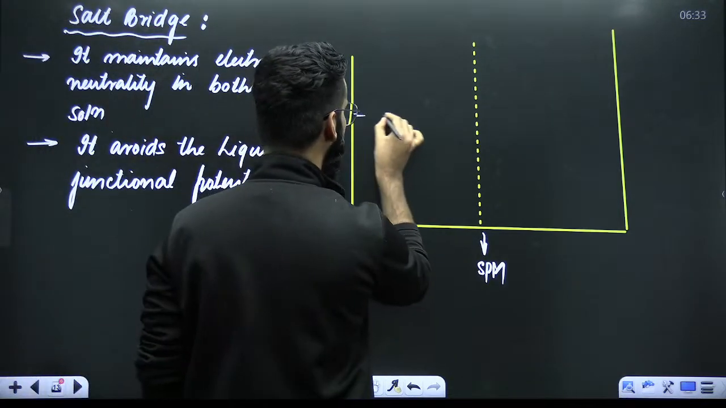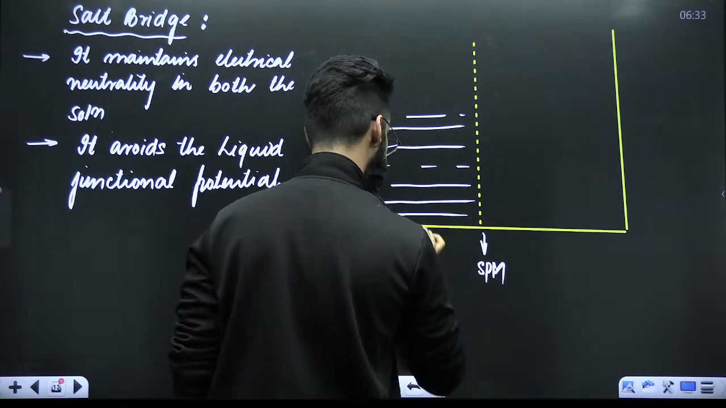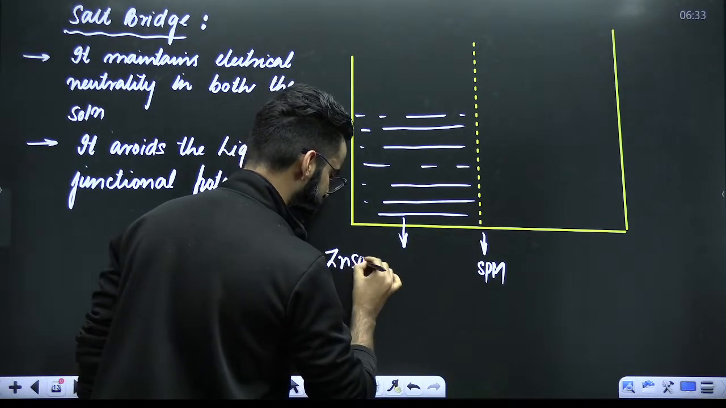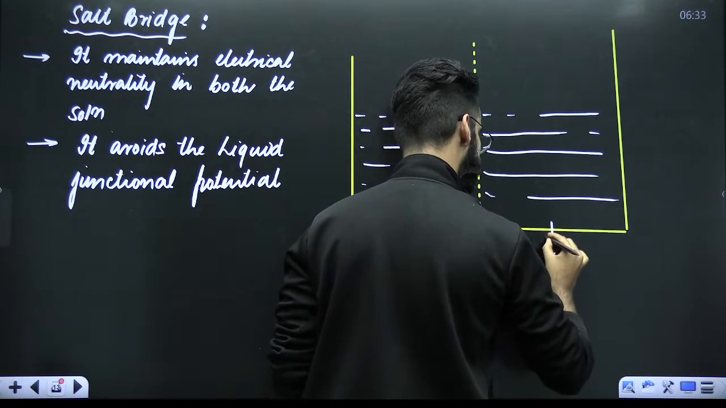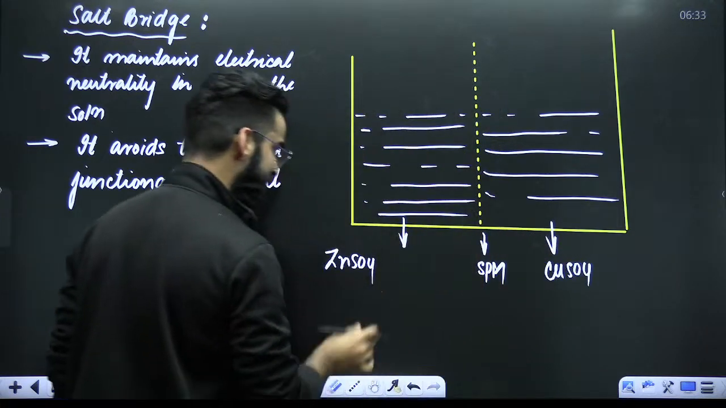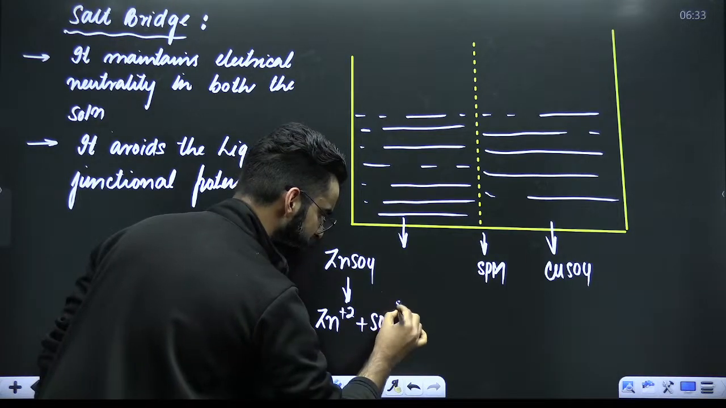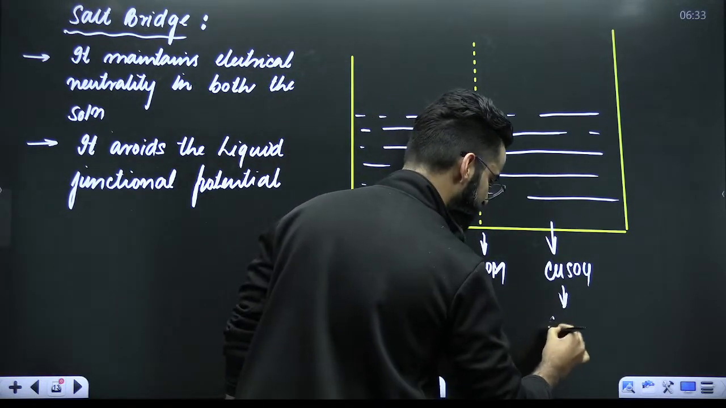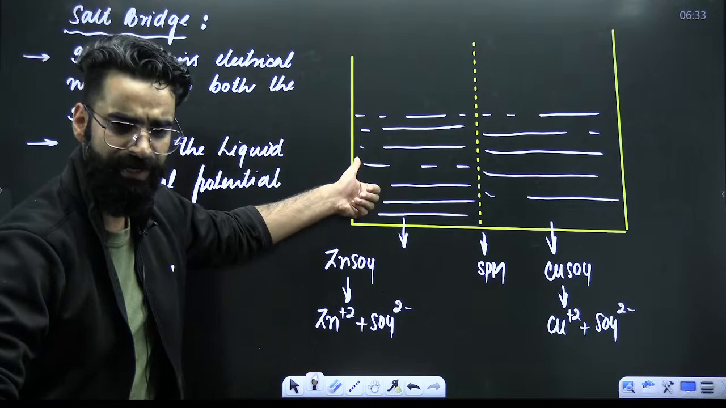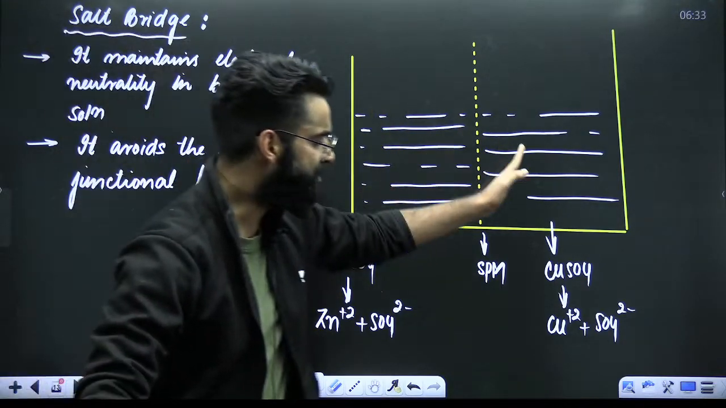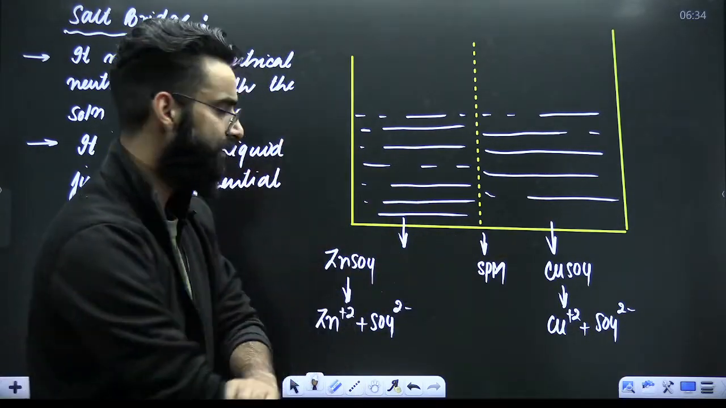The left chamber I'm filling with zinc sulfate. So imagine this is zinc sulfate present in the left chamber. Similarly, in the right chamber, imagine that we have copper sulfate. So basically, in the left chamber, you have two types of ions, zinc di positives and SO4 di negatives. Similarly, in the right chamber, you again have two types of ions, copper di positives and SO4 di negatives. The left chamber contains equal numbers of cations and anions. The right chamber also contains equal numbers of cations and anions. So both the solutions right now are electrically neutral, right?